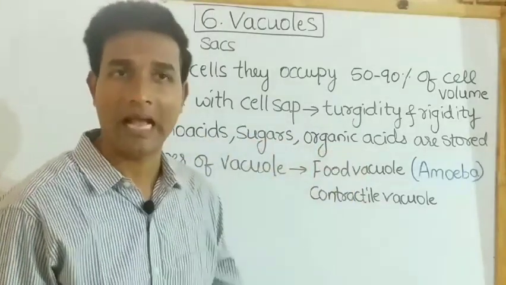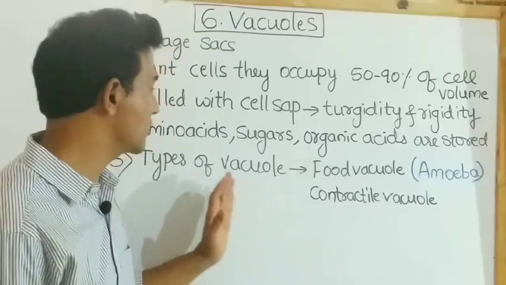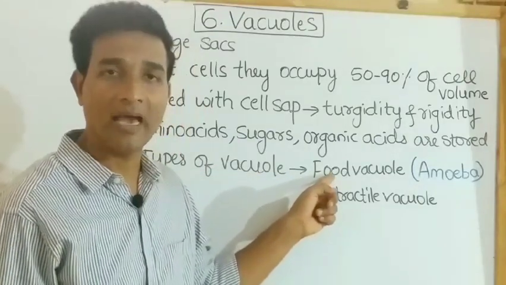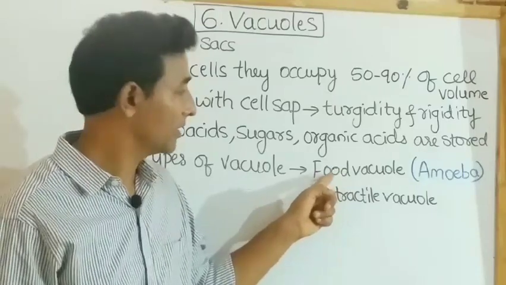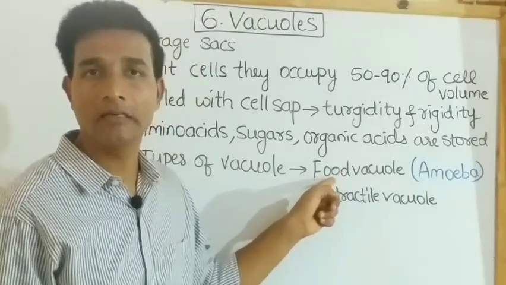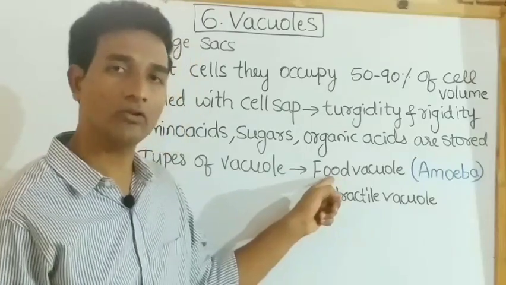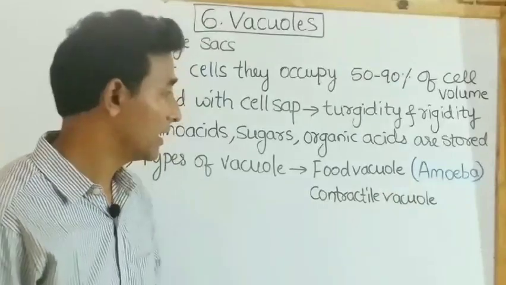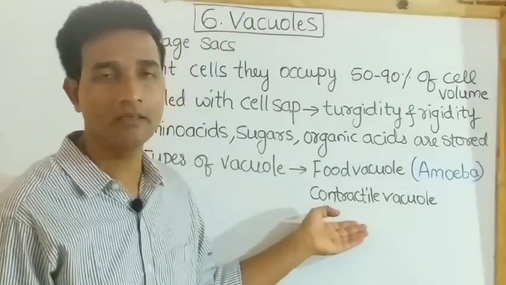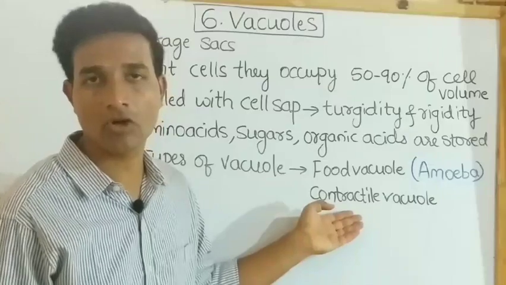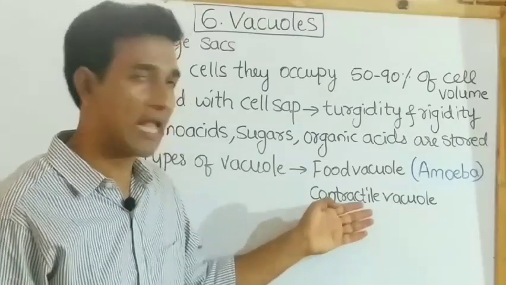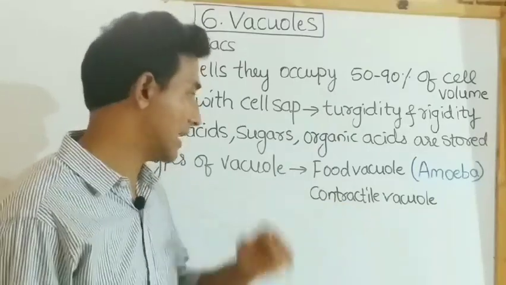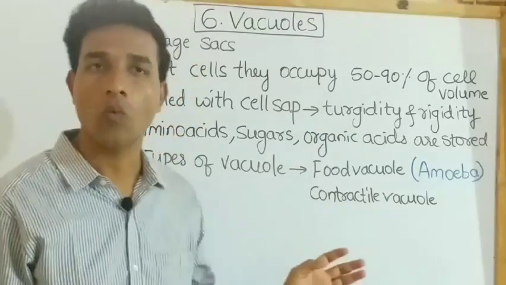Many substances of importance in the life of the plant cells are stored in the vacuoles, like amino acids, sugars, and organic acids. In single-celled organisms, there are some vacuoles formed when taking nutrition. Those vacuoles are called food vacuoles. They are temporary vacuoles, for example in amoeba. In unicellular organisms, you can also find a type of vacuole called contractile vacuoles for expelling excess water as well as some waste from the cell. So this is all about vacuoles.